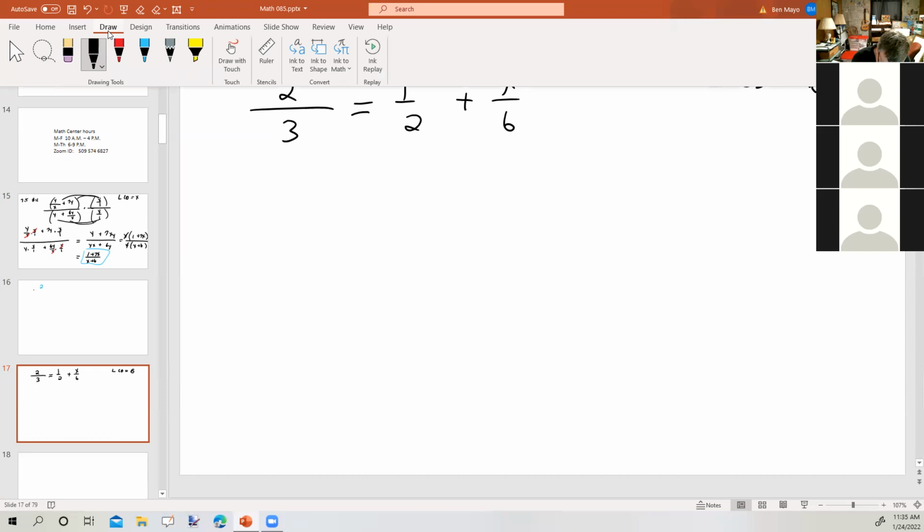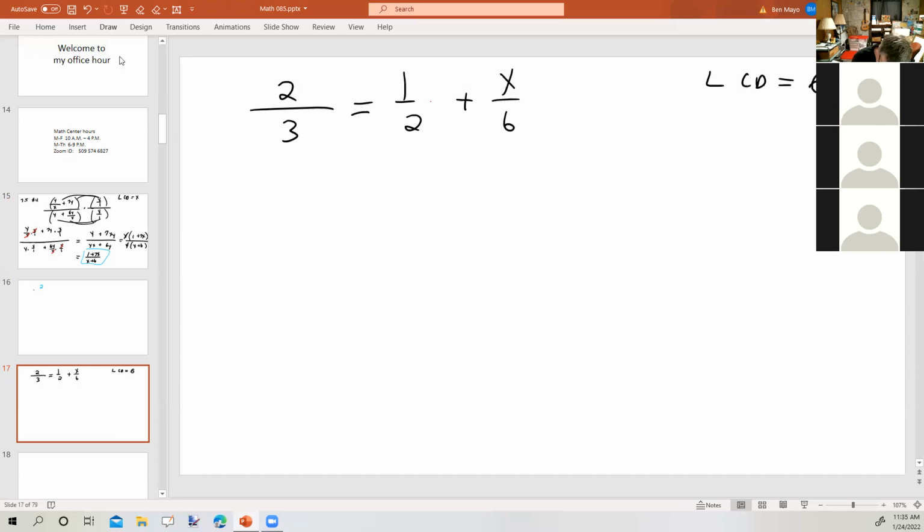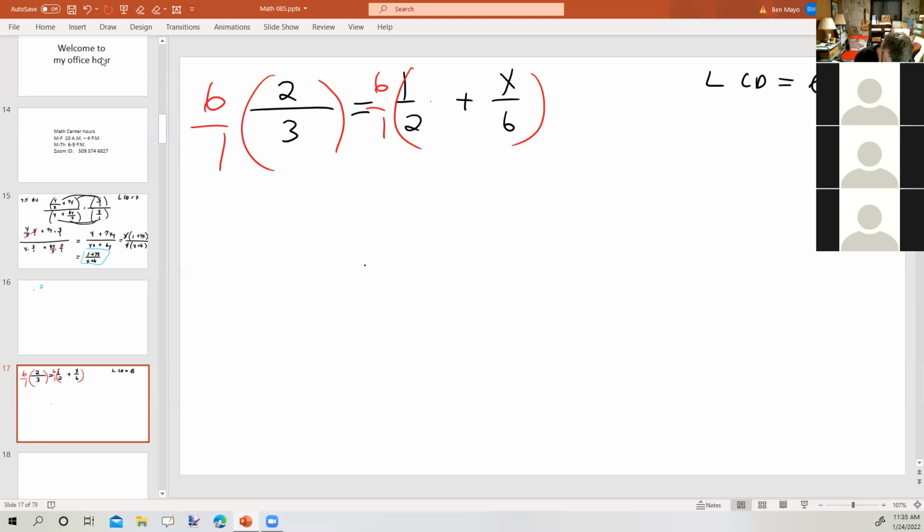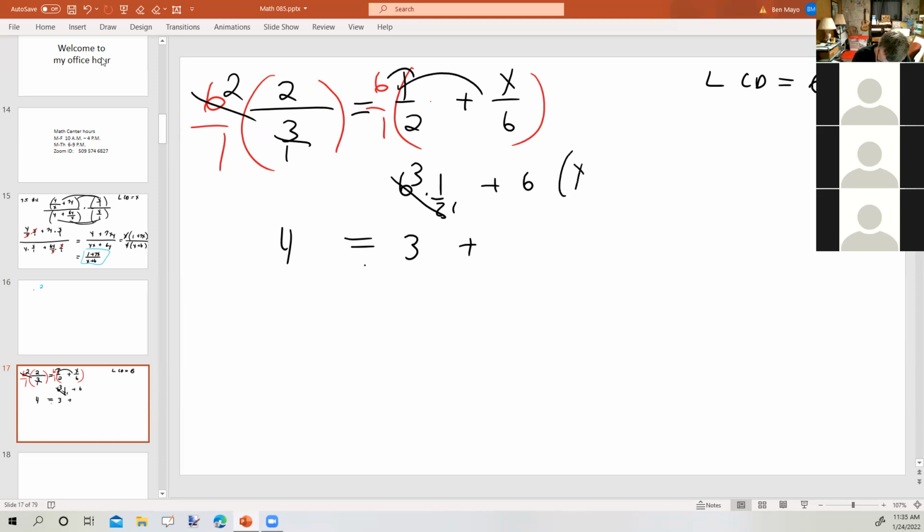Okay. So now we're going to multiply both sides of the equation by 6. So we get 6 times 2 thirds, the 6 over 3 would reduce to 2 over 1, so 4 equals 6 times 1 half, 6 over 2 is 3 over 1, so equals 3 plus 6 times x over 6, the 6s would reduce, so we get 4 equals 3 plus x.